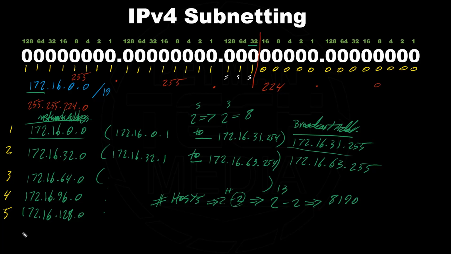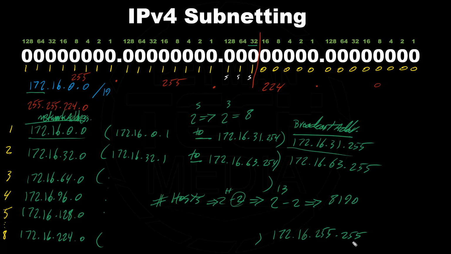Just on the last one, when we have 172.16.224.0, the broadcast is one less than the next, right? The next address would be 172.17.0.0, right? So when we have, let's say this is subnet 8, the last subnet, therefore the broadcast would be 172.16.255.255. And this would be the broadcast address for this subnet.